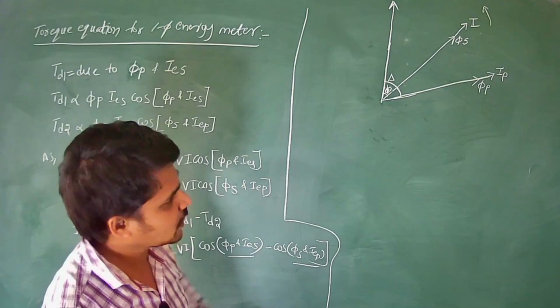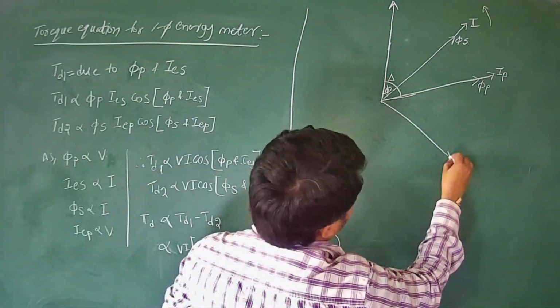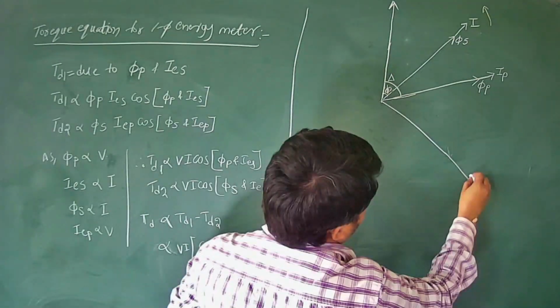Therefore, this is what our eddy EMF E_ES means. This suffix S is nothing but due to this flux phi s. So this angle is exactly 90 degrees. Okay, exactly 90 degrees. Next.